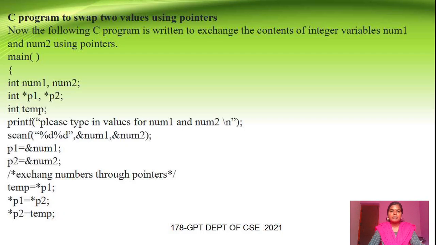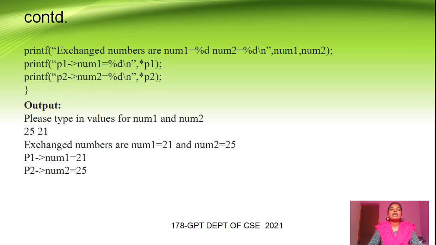Then next we need to exchange those values. For that I have used a temp variable. Temp is equal to *p1, *p1 is equal to *p2, and *p2 becomes temp. Next we need to print the exchanged values. For that I have used a printf statement: exchanged numbers are number1 is equal to %d, number2 is equal to %d, with number1 comma number2. And again we need to print the exchanged values, that is number1 and number2 stored in the pointer variables *p1 and *p2.